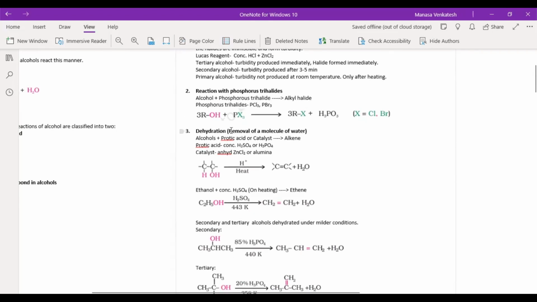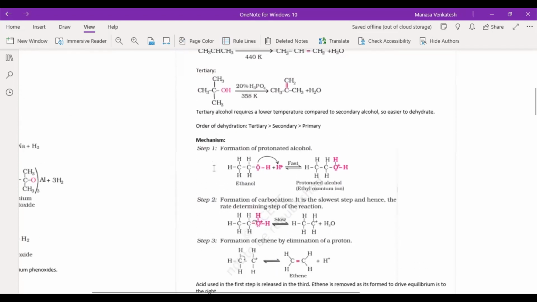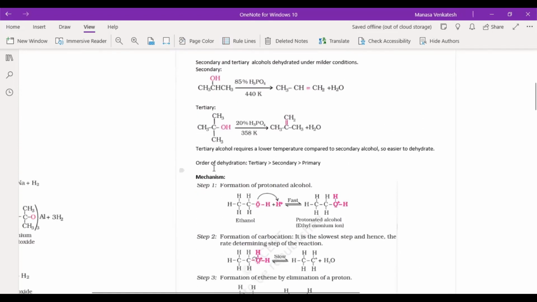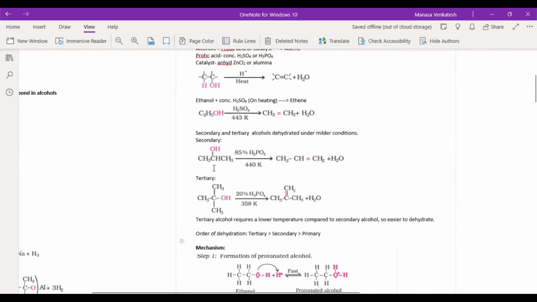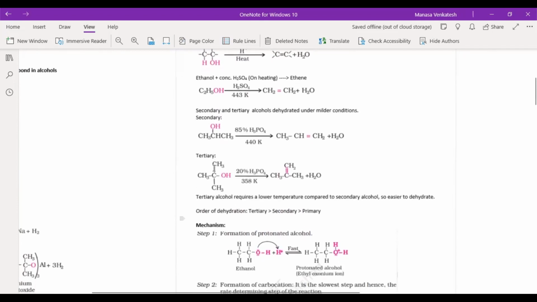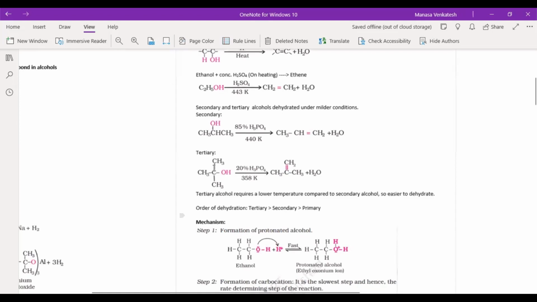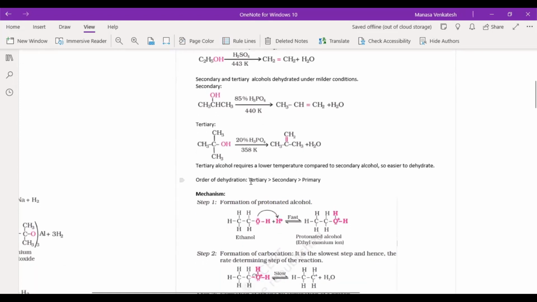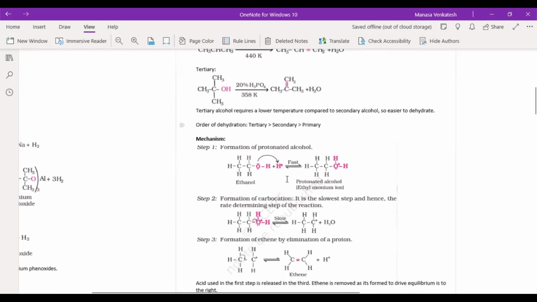Dehydration is the opposite of synthesis of alcohol from alkene. In that case, we had alkene undergoing reaction with water in the presence of a catalyst to give us an alcohol. The opposite of that is the synthesis of alkene from an alcohol. And the mechanism, I'll put it up as a separate video. Here the primary requires stronger conditions compared to secondary and tertiary. So the order of dehydration is tertiary undergoes dehydration more easily than secondary, than compared to primary.